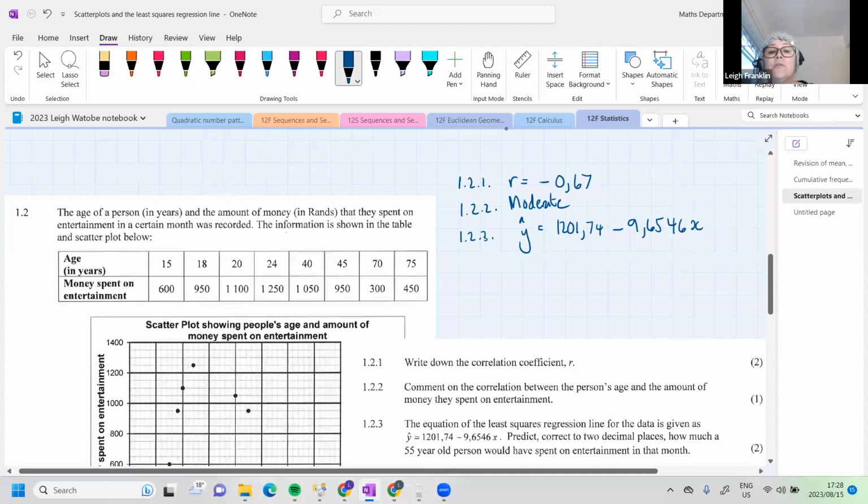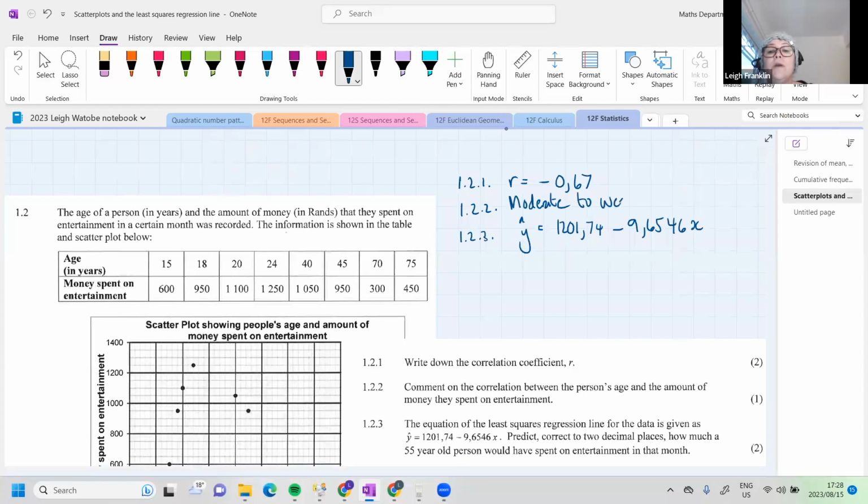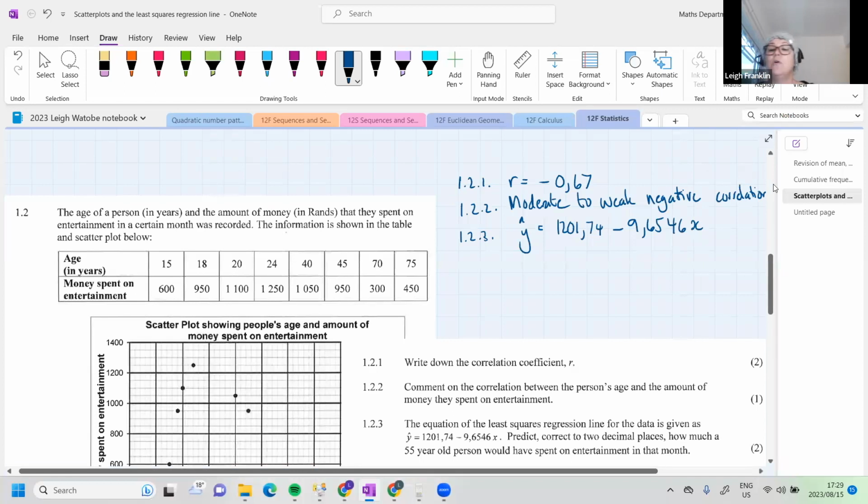Moderate to weak negative correlation. Okay, good. Well done, Matrix.